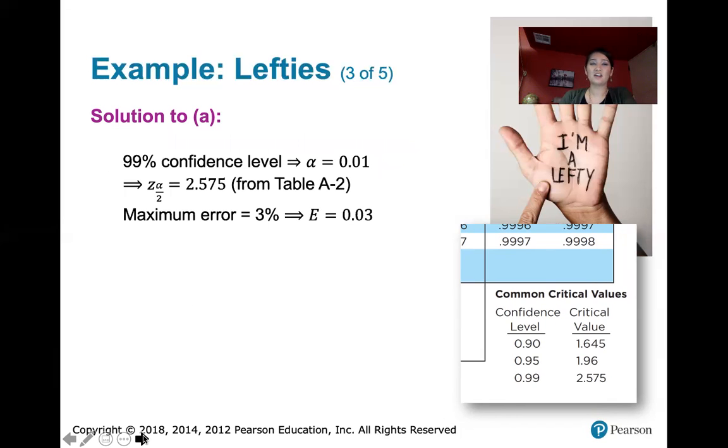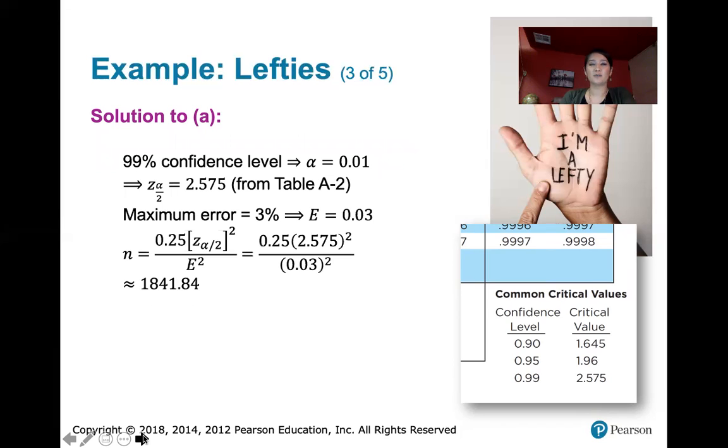So now that we've got the error and the z-score, we just substitute those into the formula. We do a little bit of arithmetic, and we get n, the sample size, is approximately equal to 1,841.84.